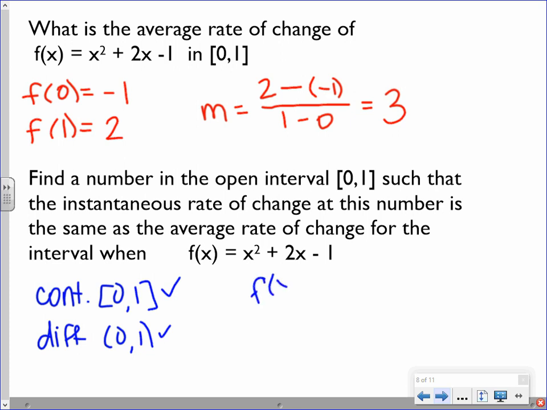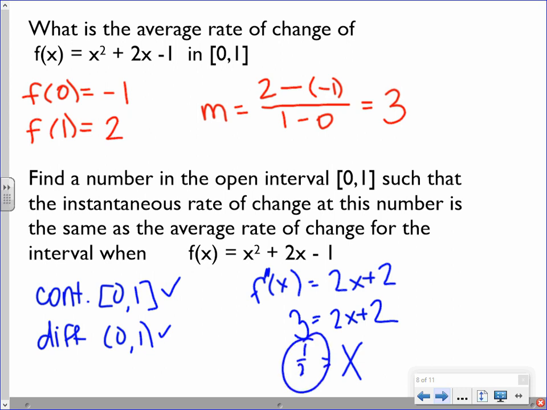Our derivative, Chris, what would it be? And we are concerned about where the derivative equals what? 3. And this time we're concerned about where it equals the slope, which is 3. Where does that happen? Where x equals 1/2.